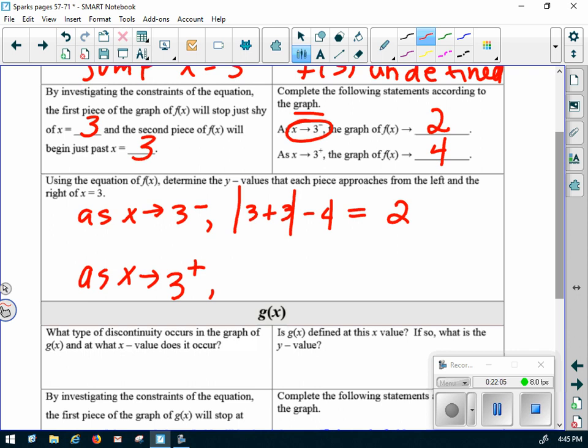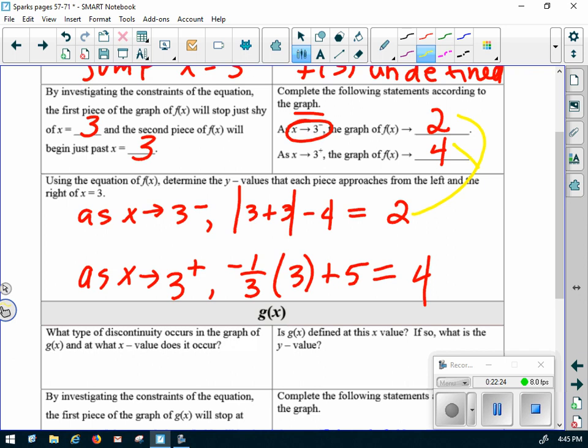Now let's do the second equation when x approaches 3 from the right. And that would be negative 1/3 of 3 plus 5. Well, negative 1/3 times 3 is negative 1. Negative 1 plus 5 is 4. Look, those are the same, and those are the same. We did it graphically here. We did it analytically here.